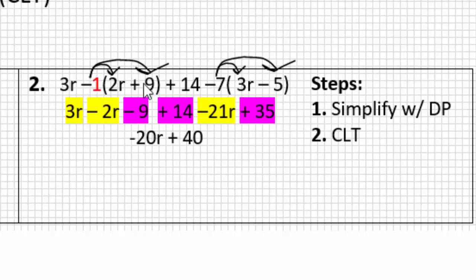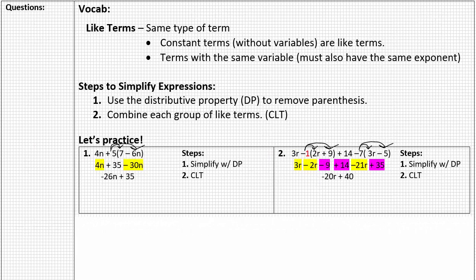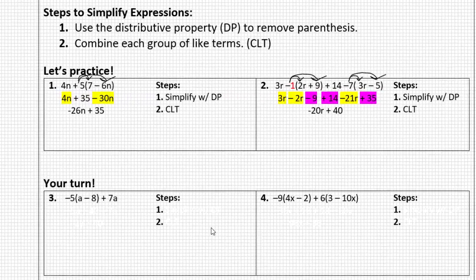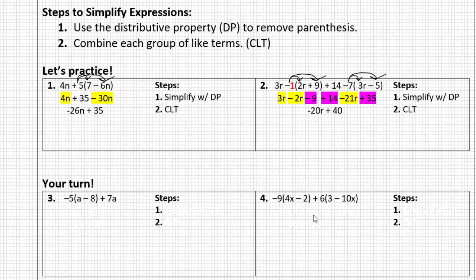So here we took this whole complicated looking expression and we're able to use the distributive property and then combine like terms to simplify it all down to negative 20r plus 40. Alright, it's your turn to practice a few. Please take a moment, pausing the video to copy in question 3 and question 4. Write down the steps, and as you write the steps, simplify each part of the expression. And then once you've had a chance to work through it, resume the video to check your work with mine.